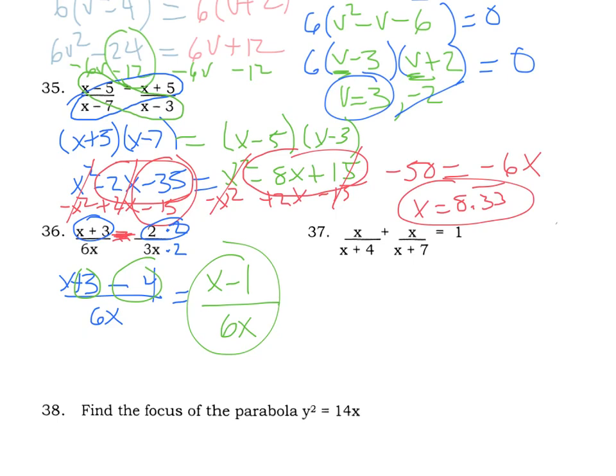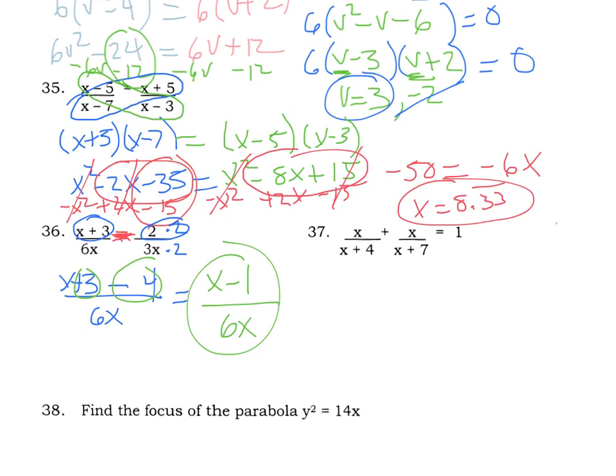Okay, 37. This is an equation to solve. And the easiest way, notice I can't just cross multiply because there's two fractions, they're not on opposite sides of the equal sign. The best way to approach a problem like this is to get the fractions to cancel. And the way you can get the fractions to cancel is to multiply through by the common denominator.